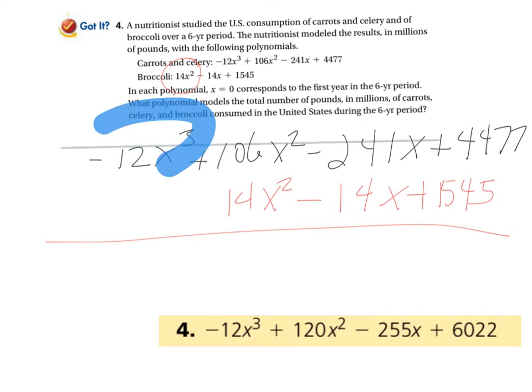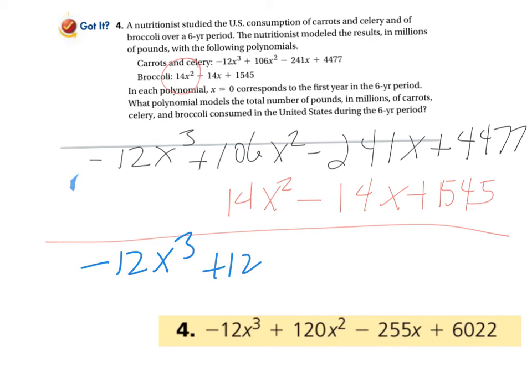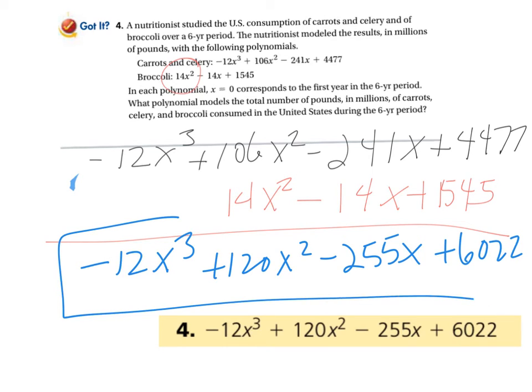Nothing to combine with the first term here, so that carries down, negative 12x cubed. Then we're going to add 106x squareds and 14x squareds, which is 120x squareds, and then negative 241x and negative 14x, which is negative 255x, and finally 4477 and 1545, which is plus 6022. That's fun, isn't it?